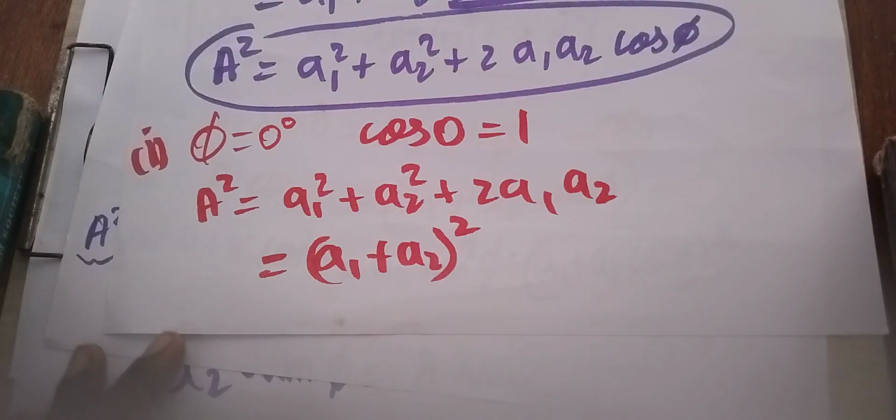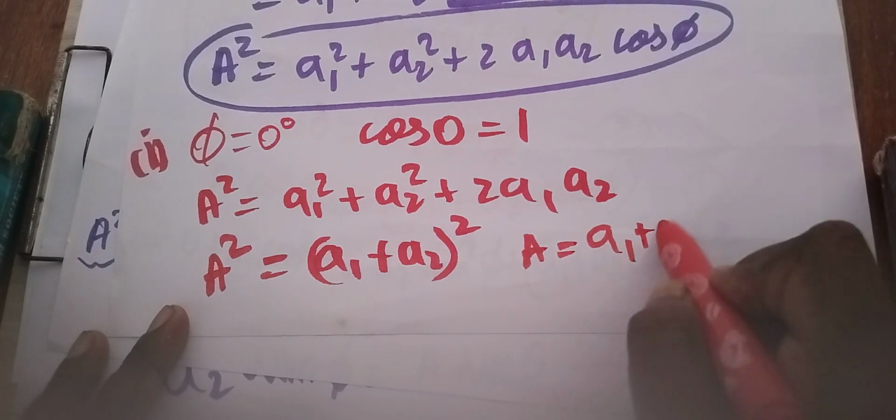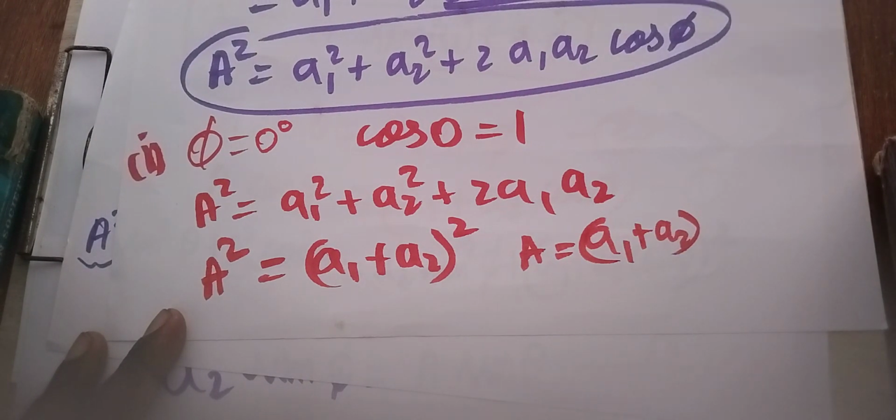Same thing here also. A square we have, A is equal to A1 plus A2. When both are equal, we will get 2 times A.